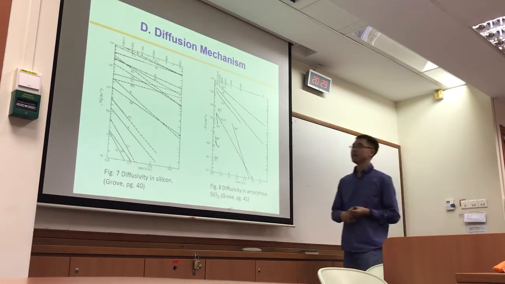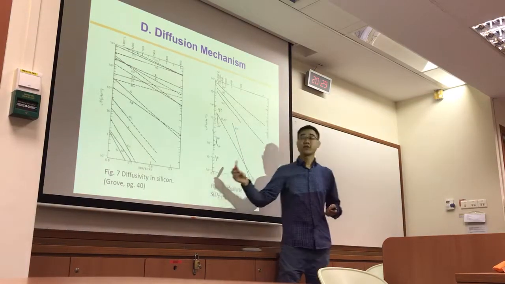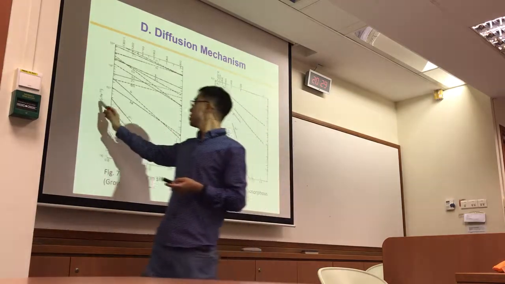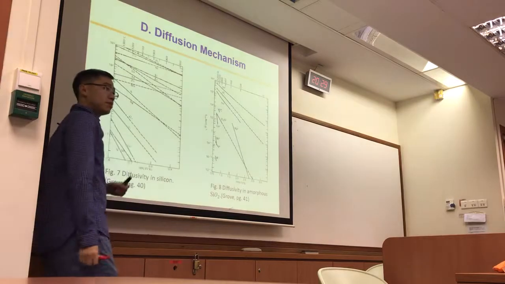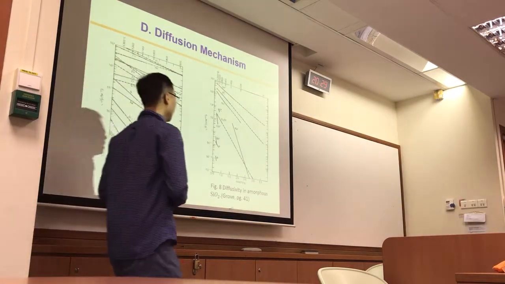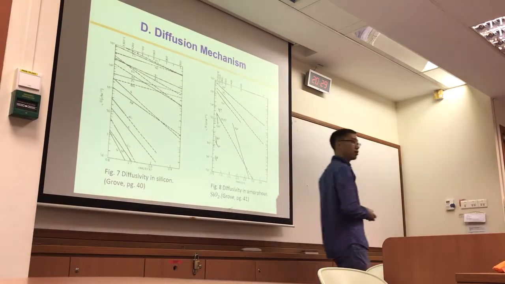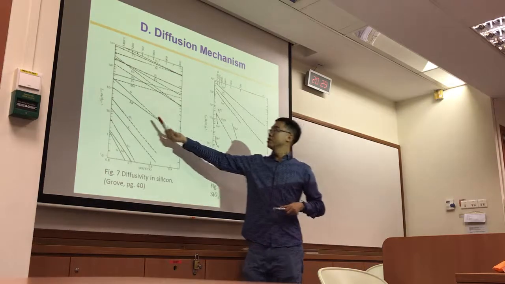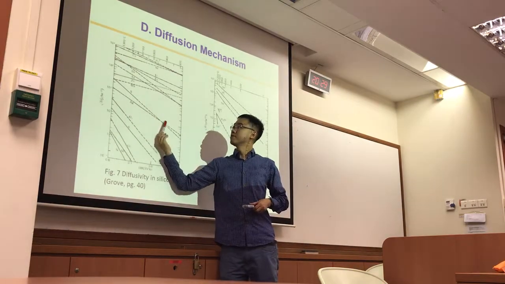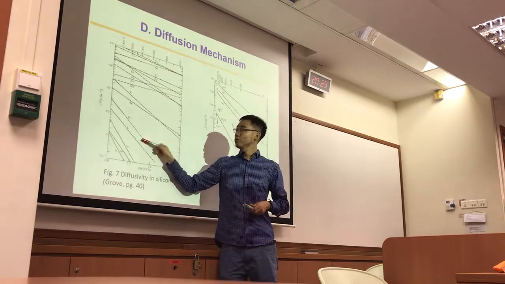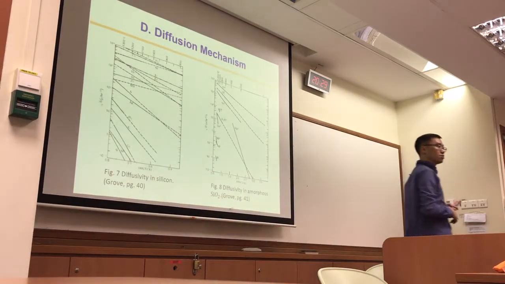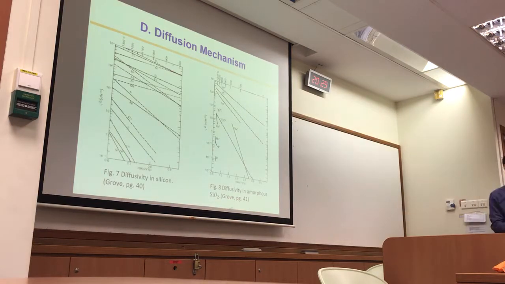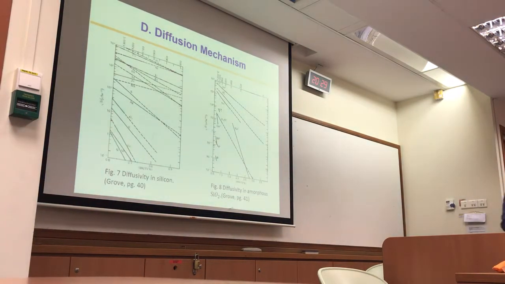Here we summarize different materials. You can see the diffusion coefficient as a function of 1 over T. It is a function of different materials, and also a function of temperature. The same material at different temperatures has different diffusivity, and different materials also have different diffusivity. So diffusivity is a function of material and also a function of temperature.